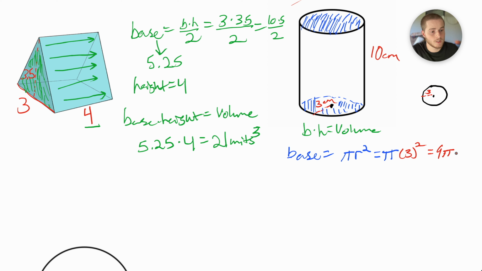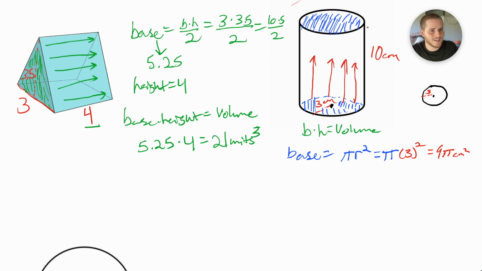So you could say centimeters squared as the base area if you wanted to. And we know that we have to multiply the base by the height to find the volume. And we'll see here that in order to fill up the shape, we're going to go from the base to the top. We're going in this direction.